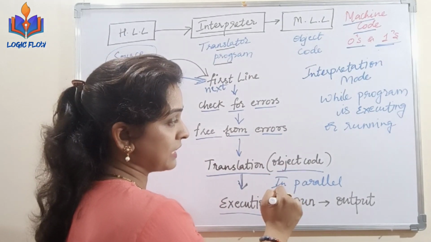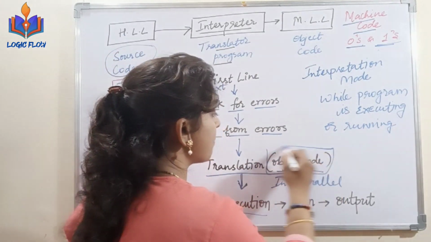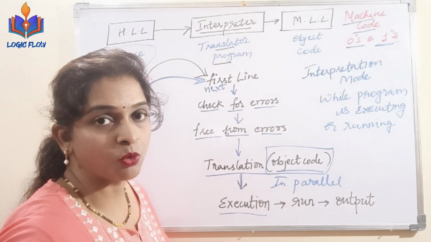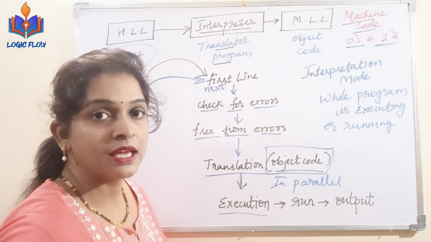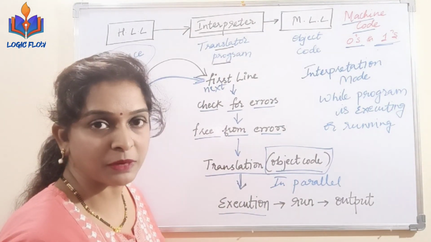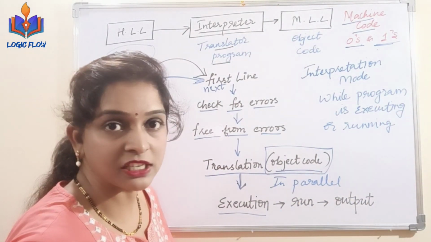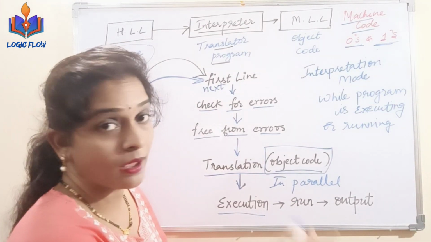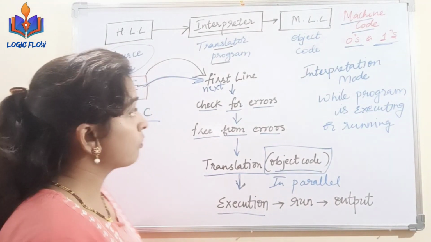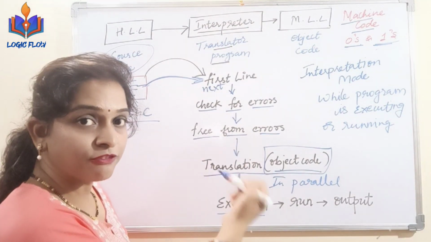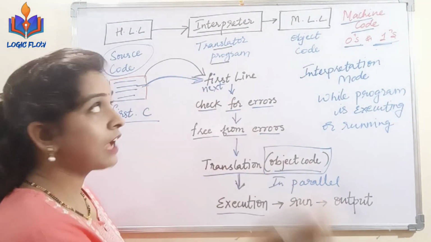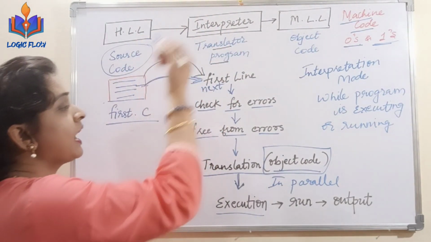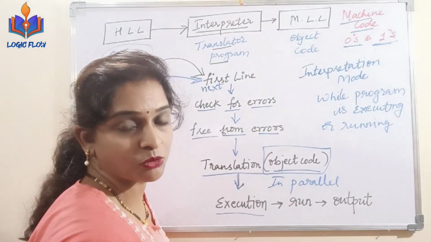One more thing to tell here, no extra memory is required to store the object code. Once the object code is ready, execution takes place immediately and I get the output itself. So I need not require extra memory to save that object code. But when I do line by line interpretation, every time I do the interpretation, I have to load the interpreter to the memory, I have to load the source code to the memory, and then do the translation and execution.